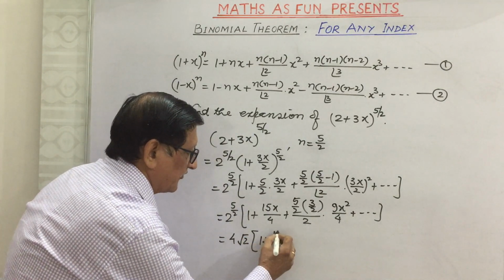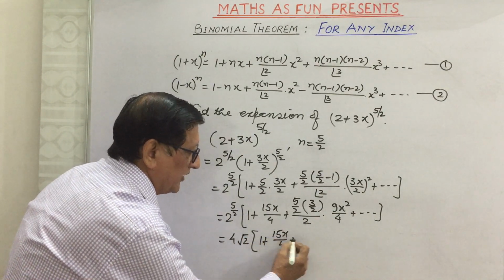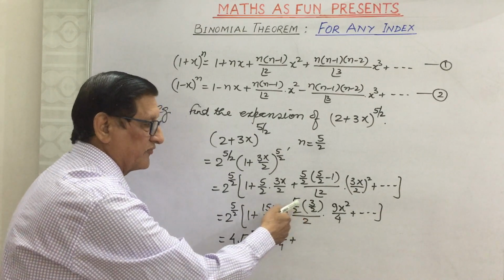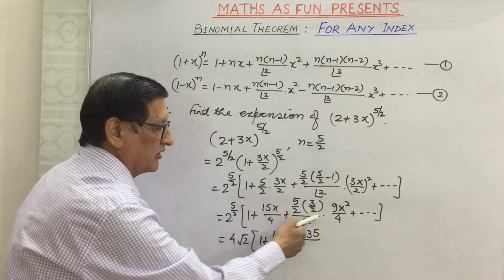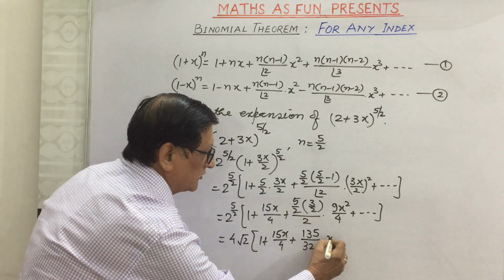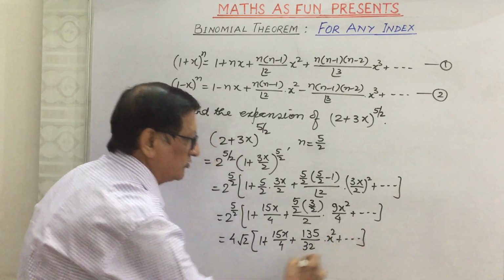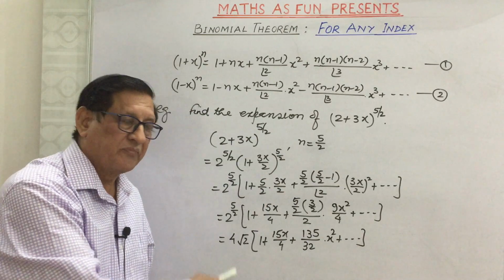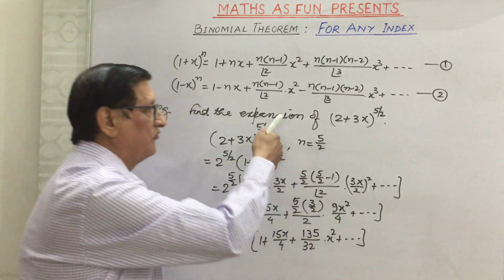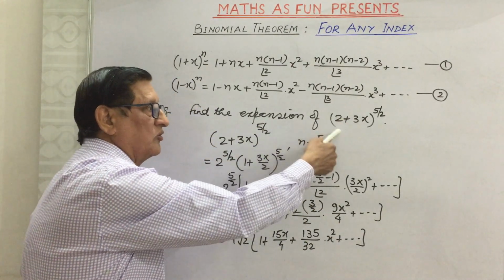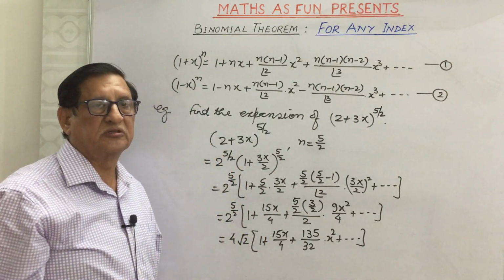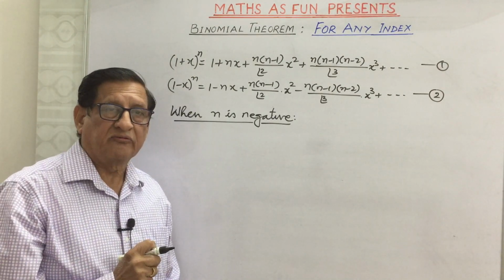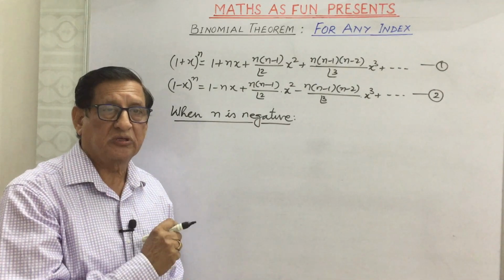1 plus 15x by 4 plus 5 3s are 15, 15 9s are 135 upon 2 to the 4, 4 8s are 32, into x square plus so on. This is the way we can write the expansion for any of the binomial given to us if n is not a positive integer. When n is negative, what is the change in the binomial theorem?